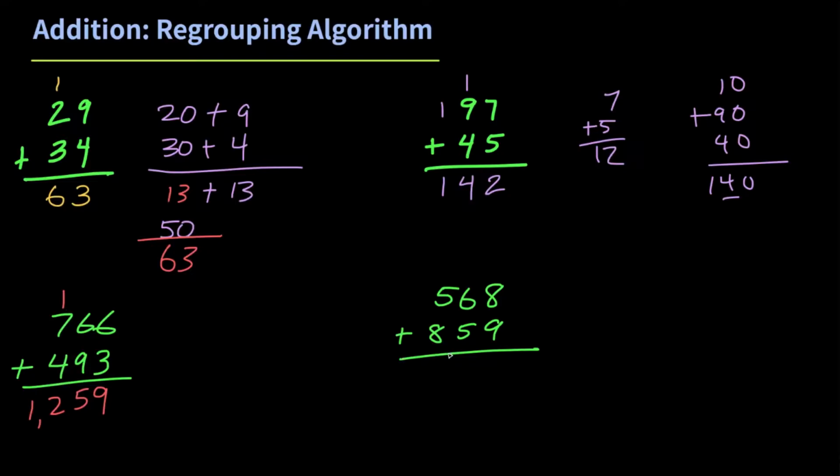So this next example, we have 568 plus 859. We're going to start by adding the ones column. So we have 8 plus 9, that's 17. So we put the 7 there and we carry over the 10. We have 1 plus 6 is 7, plus 5 is 12. So we put the 2 there, carry that 1 over. 1 plus 5 is 6, plus 8 is 14.